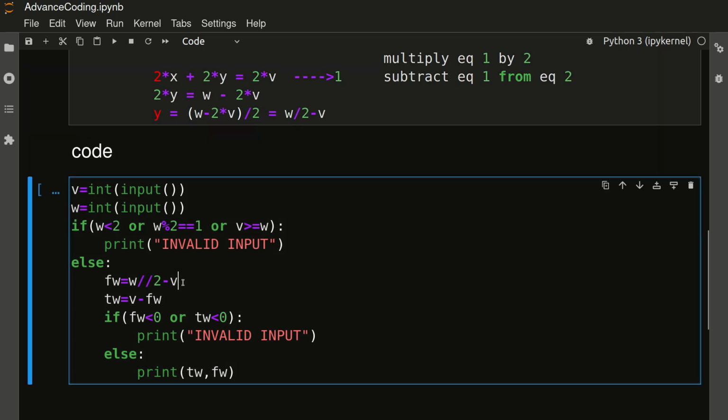So in this way we will calculate the number of four-wheelers, and once we get the value of four-wheelers, then we can easily get the value of two-wheelers. Just subtract four-wheelers from the number of vehicles v. So we got all the values, two-wheelers and four-wheelers. Now we just have to print this.